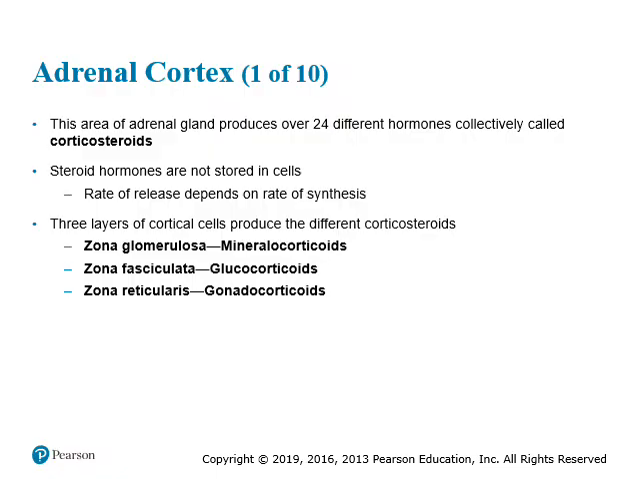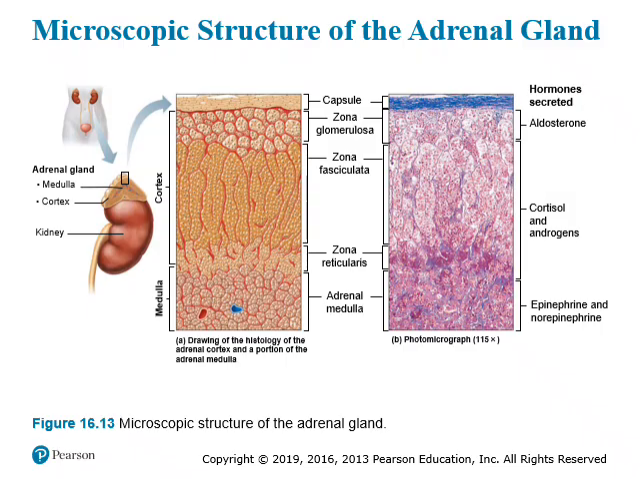Let's look at them with their diagram so we will understand them better. Here is your cortex. This is a drawing of the histology of the adrenal cortex and a portion of the adrenal medulla, which is right on this section already. Okay, but take a look at the difference between this one and this one. This one here is the photomicrograph of the histology itself.